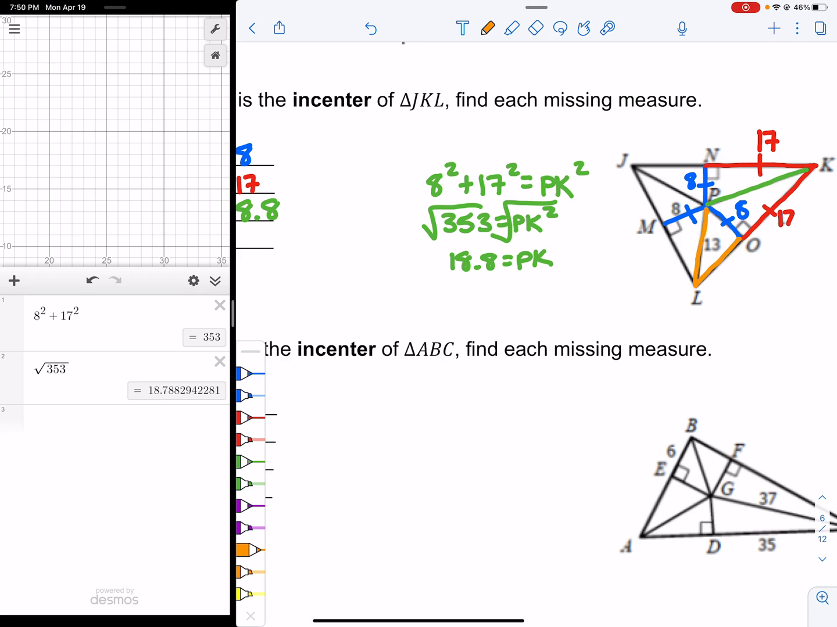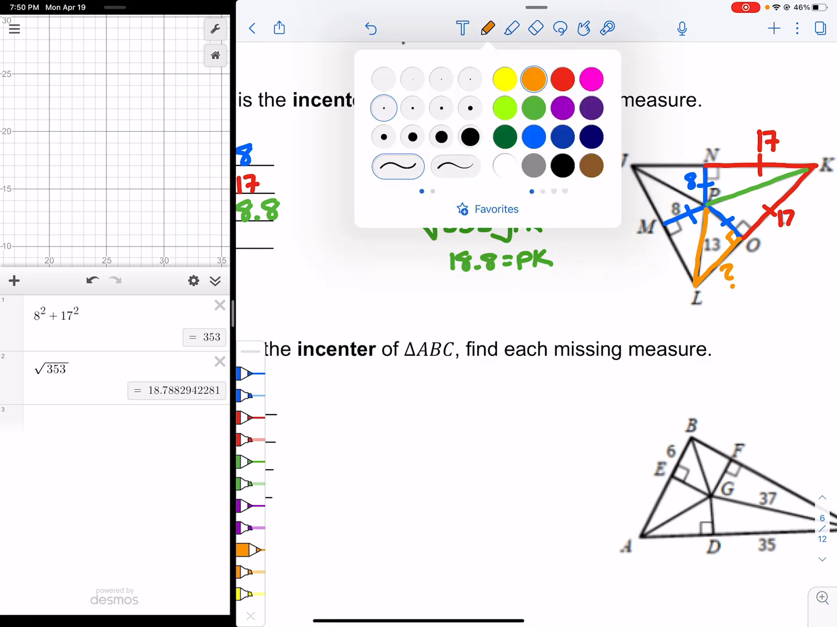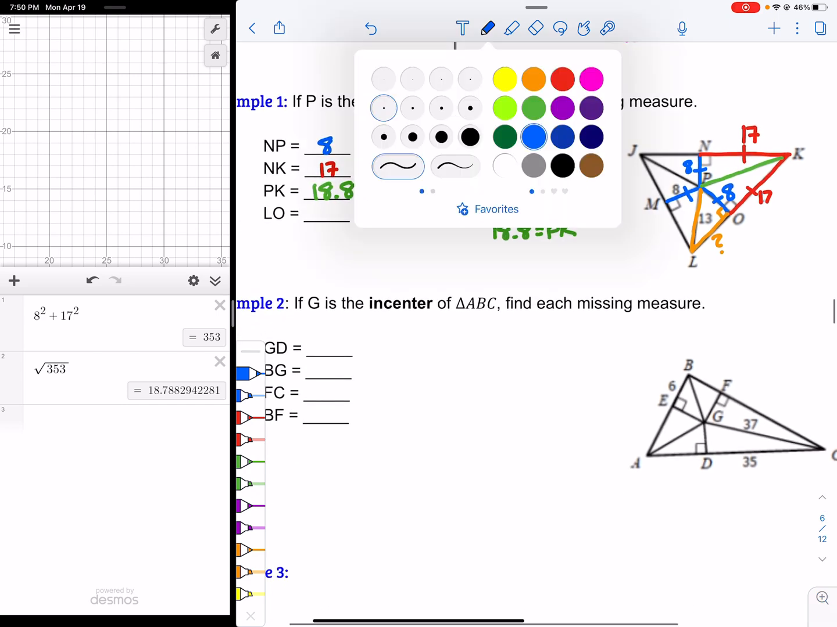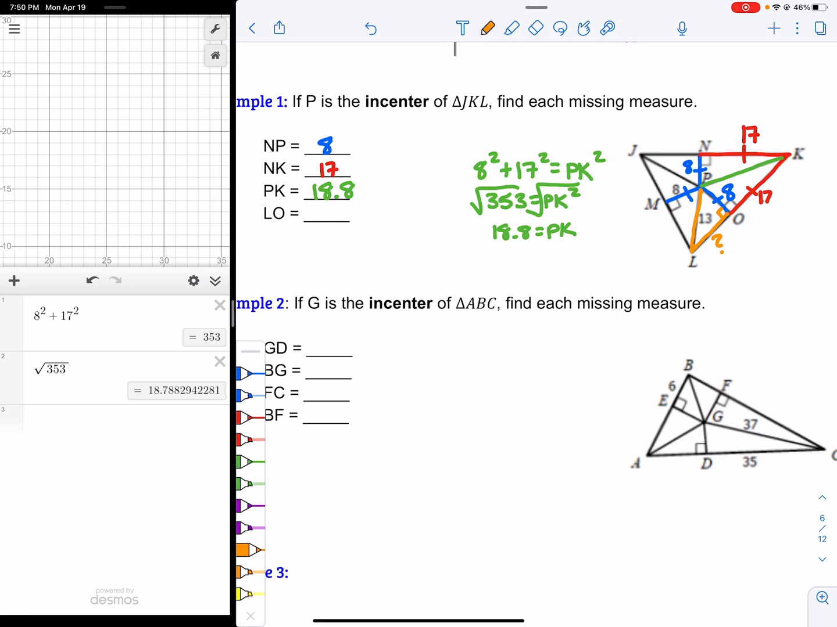We know that the hypotenuse of that little right triangle right there is 13 and one leg is 6, and we're looking, or excuse me, one leg is 8. Let me write that 8 a little bit better. One leg is 8, the hypotenuse is 13, and we're looking for the other leg, so we need to use the Pythagorean theorem again. So we would say 8 squared plus LO squared equals 13 squared.